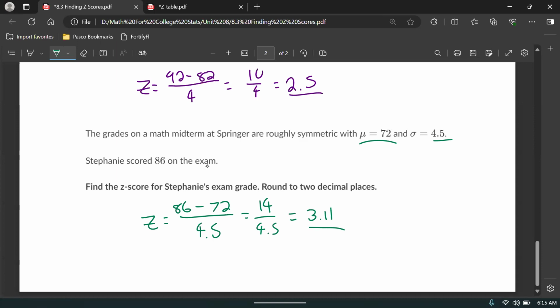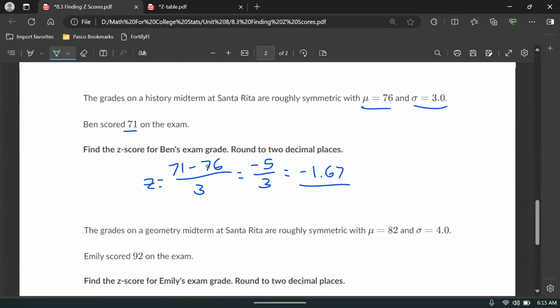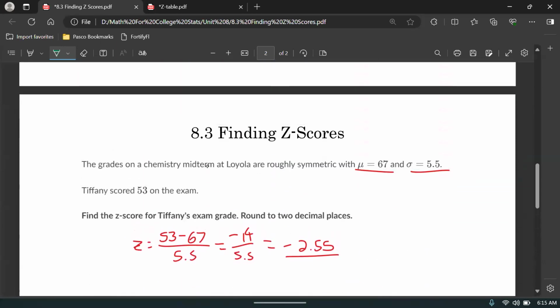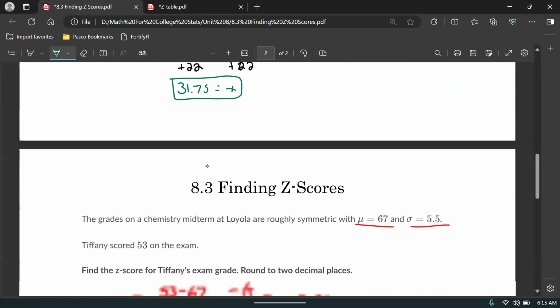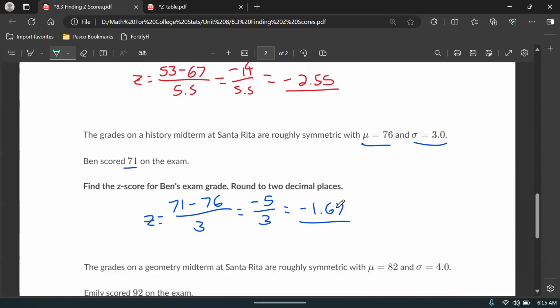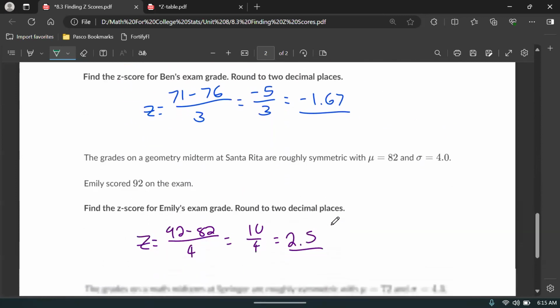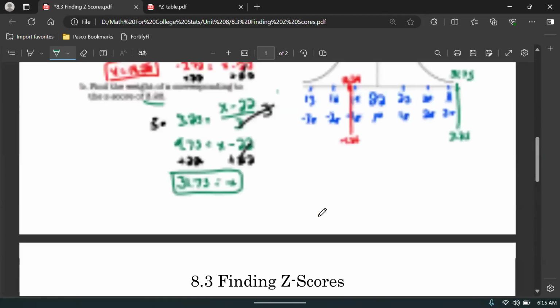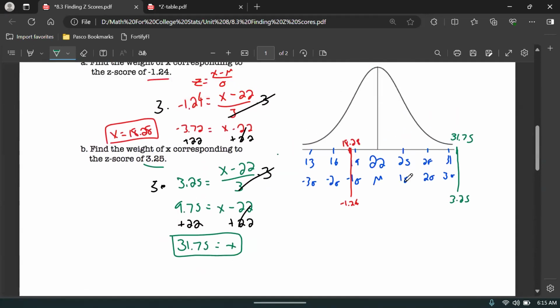All right, so calculating the z-score is pretty simple, right? Just using the formula. But just remember that those translate to standard deviations basically. Like how many standard deviations from the mean it is. So you can see this is 2.55 standard deviations below the mean. This is 1.67 standard deviations below the mean, et cetera, et cetera. So hopefully drawing these out really helped explain it and understand how a z-score works.